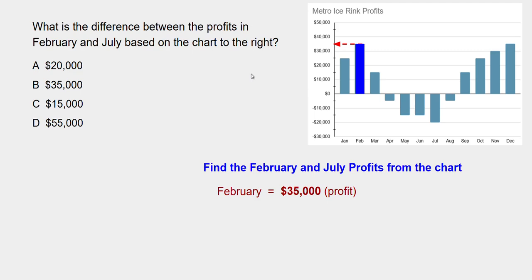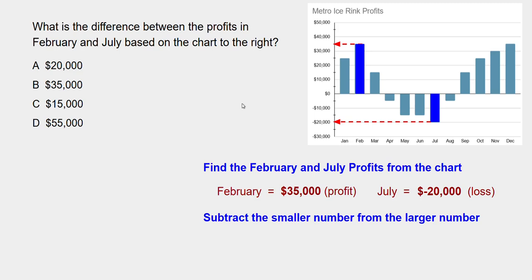So now let's focus on July. We highlight the July bar, and we can see that that lines up with minus $20,000. Now, when we make negative money, we consider that to be a loss. So we have a profit and a loss. And the point of reviewing this problem is to show you how to handle this exact situation where we have a positive number and a negative number, and we're trying to find the difference.